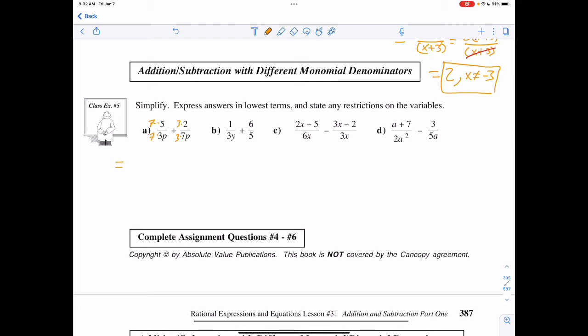This is going to give me 7 times 5 is 35, plus 3 times 2 is 6, all over 21p. Or 41 over 21p. And for my restriction, p cannot equal 0.